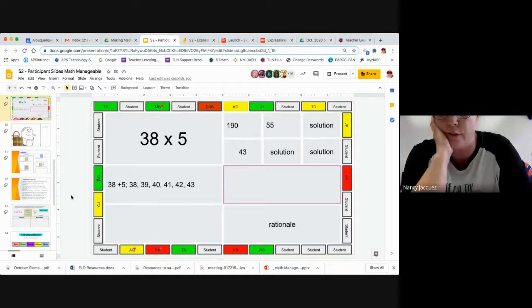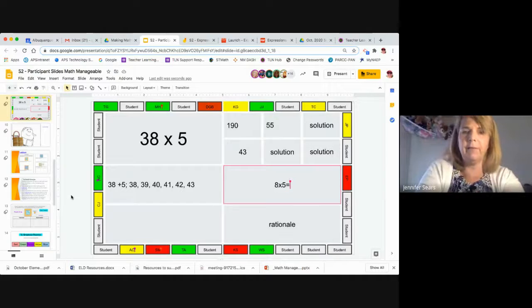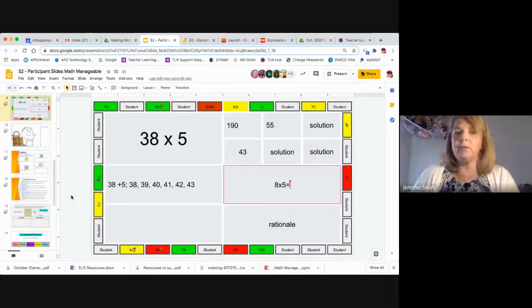So I did the distributive property. I did 8 times 5 is 40, and 30 times 5 is 150. So 40 plus 150 is 190. Okay, so 8 times 5, you said. So basically, what you did is you sort of broke up the products of each of the different factors that were involved.